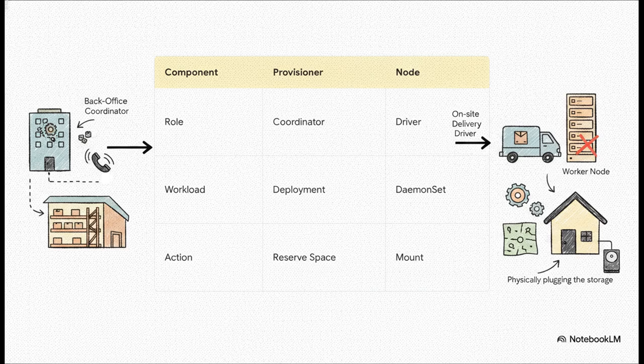First, the provisioner plugin. Think of this as your back-office coordinator. It sits centrally as a Kubernetes deployment, and its job is to call the warehouse, meaning the Ceph APIs, to reserve space whenever a new order comes in. But it never actually touches the delivery trucks.